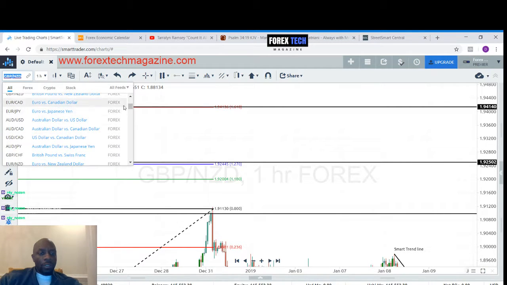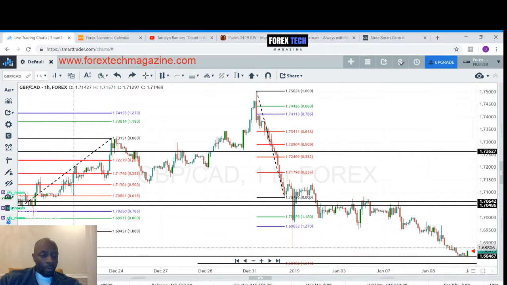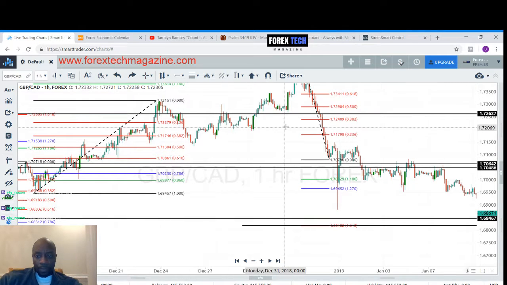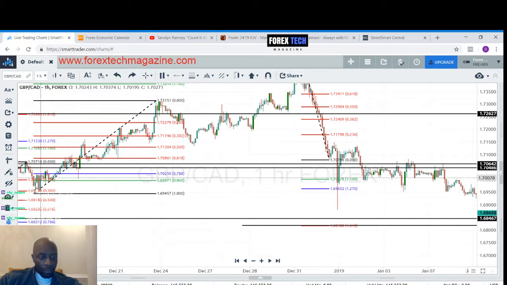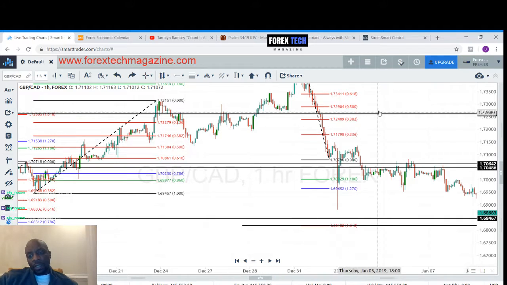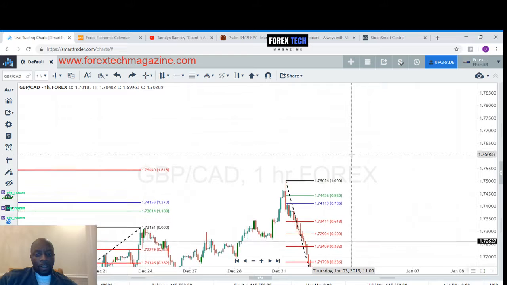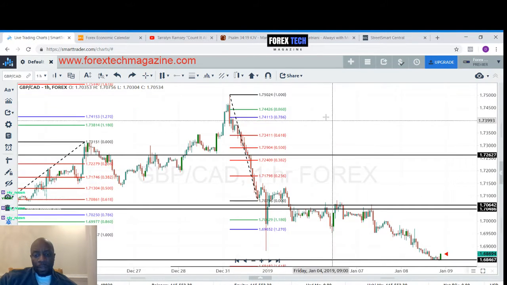Let's see what the next one is. The next one is going to be Great Britain pound, Canadian dollar. All right, so here's the fibs for this one. You remember we're moving up, upward momentum, but then price dropped back below our A. This is A, B, C, and then we were trying to reach out to our D extension, which is here. We almost hit it, but we didn't get it, right?